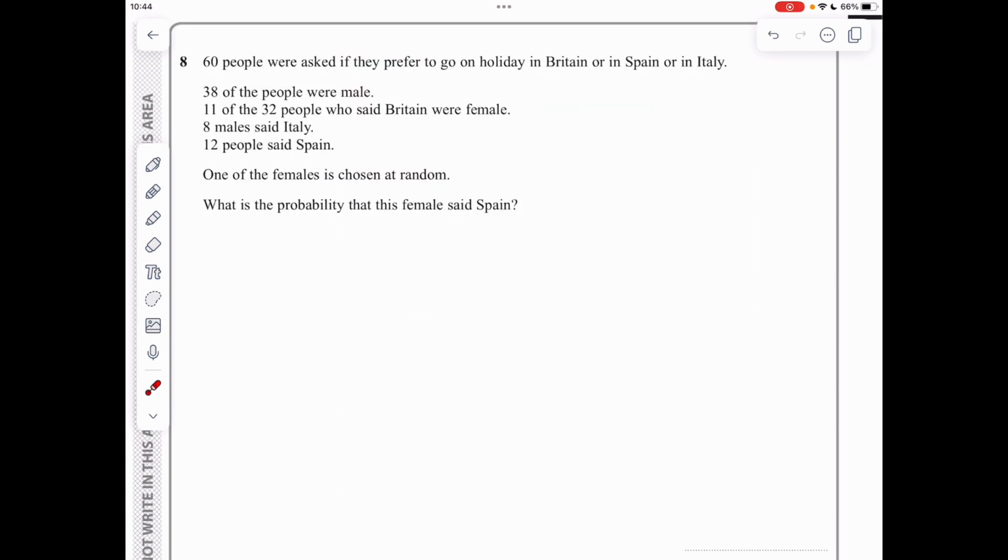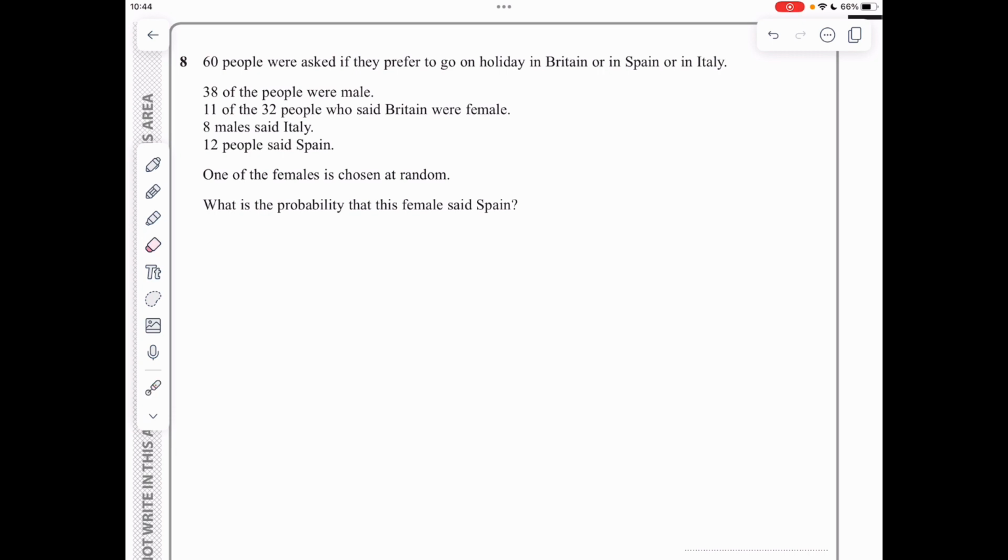In 8, we've got 60 people that were asked if they prefer to go on a holiday in Britain, Spain, or Italy. 38 of them were male. 11 of the 32 people who said Britain were female. 8 males said Italy and 12 people said Spain. And we're choosing one of the females at random. What's the probability that they said Spain?